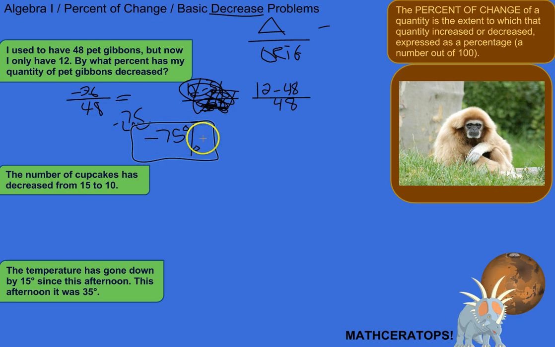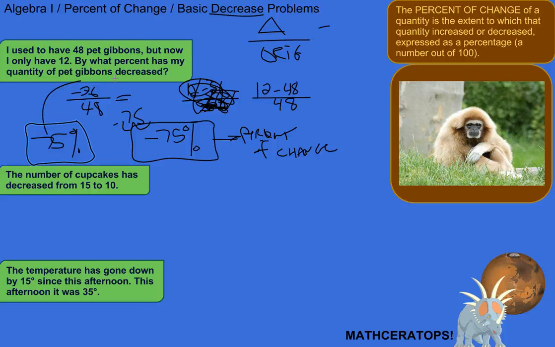All right, and here's a little bit of a clarification. This negative 75% would be just my percent of change. Okay. The question is actually by what percent has my quantity of pet gibbons decreased? So the decrease is sort of included in the question. So the real answer to the question would be just 75%. Does that make sense? So I'd say my quantity of pet gibbons has decreased by 75%.